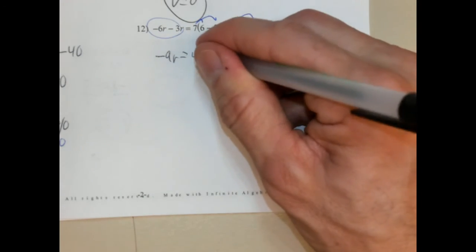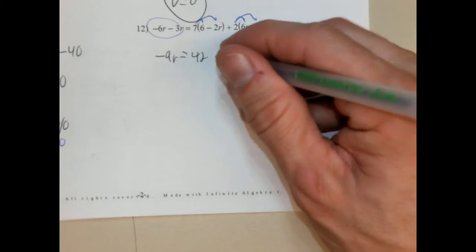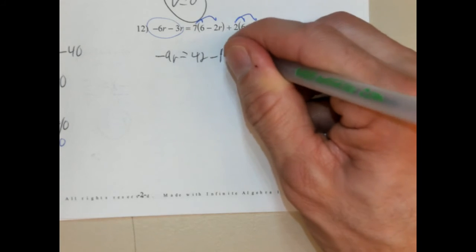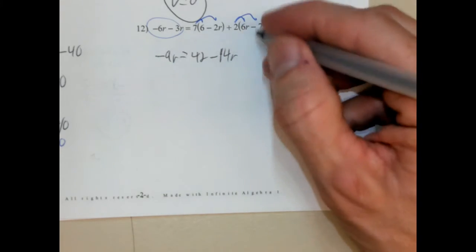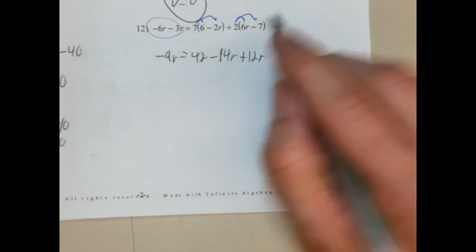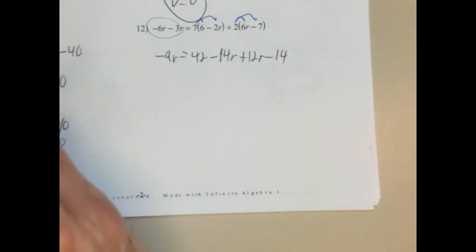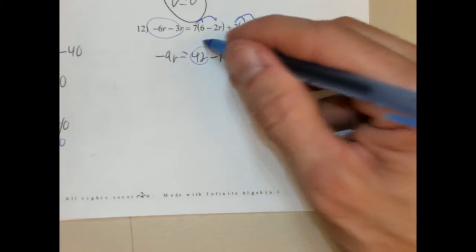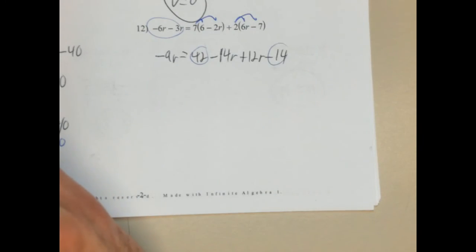7 times 6 is 42. 7 times negative 2r is negative 14r. 2 times 6r is 12r. And 2 times negative 7 is negative 14. So now we have to combine our like terms. So 42 minus 14 is 28, I think.